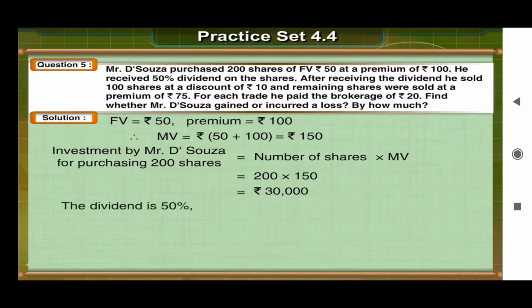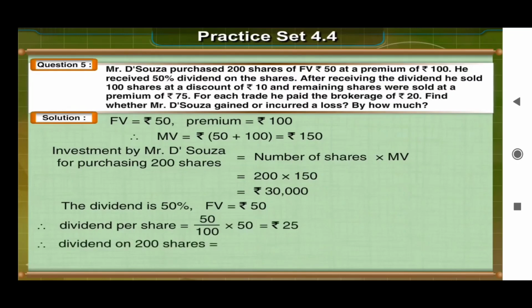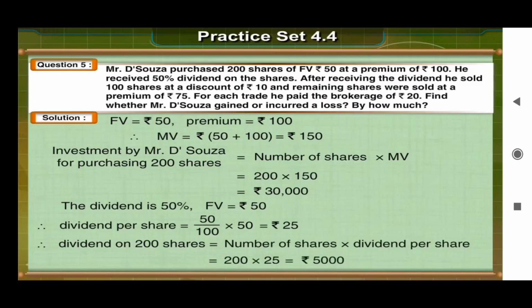The dividend is 50% and the face value rupees 50. Therefore, dividend per share is equal to 50 upon 100 into 50, that is equal to rupees 25. Therefore, dividend on 200 shares is equal to number of shares into dividend per share, which is equal to 200 into 25, that is equal to rupees 5,000. Let us denote this as statement 1.